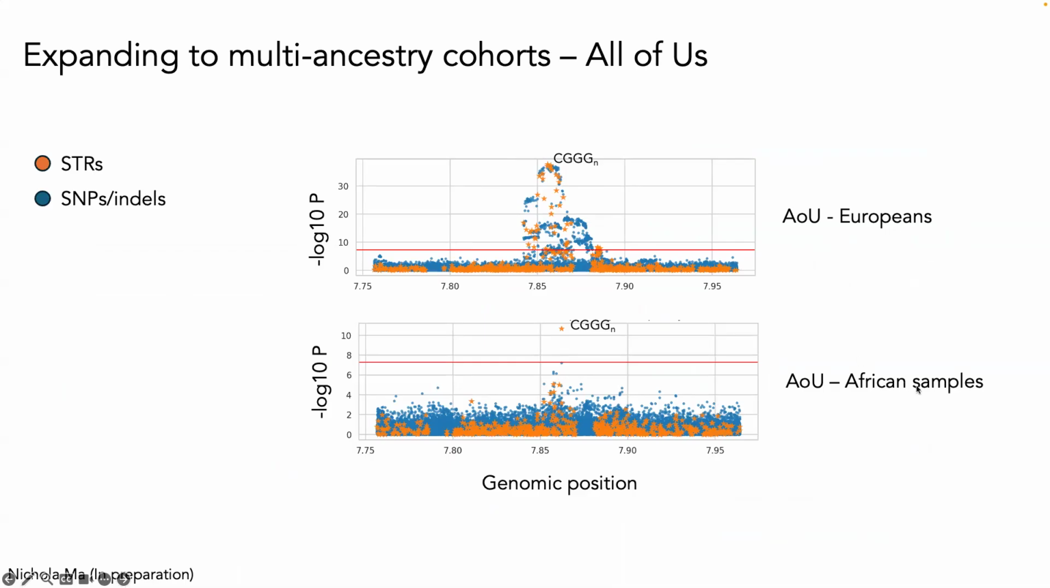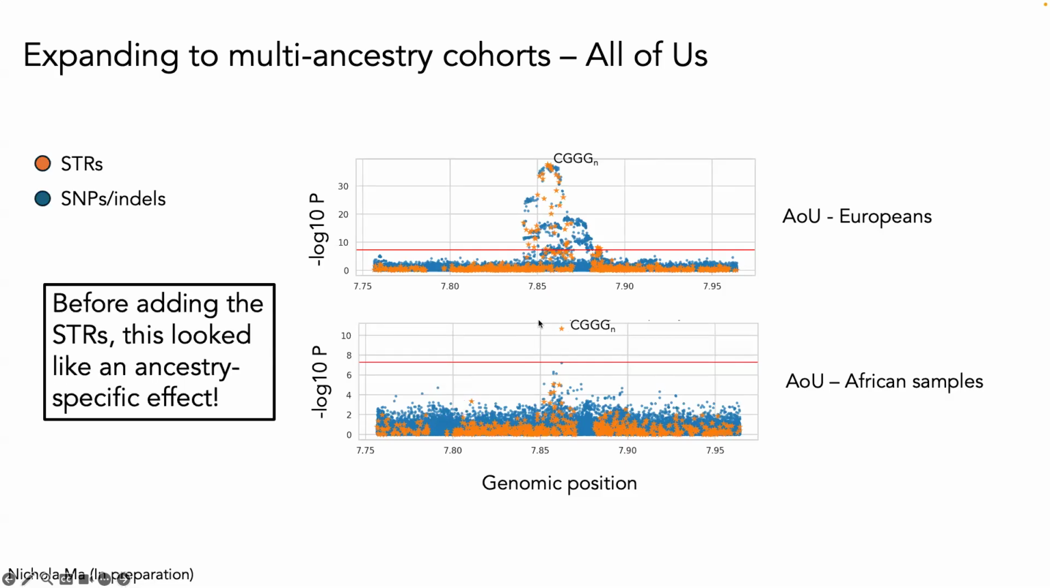Then I went to the African samples for this locus in All of Us. And when we looked at just the SNPs, we didn't actually see anything meeting genome-wide significance. And part of that is due to the low power. But then when we added in the STR, we actually did see the signal rise to significance.